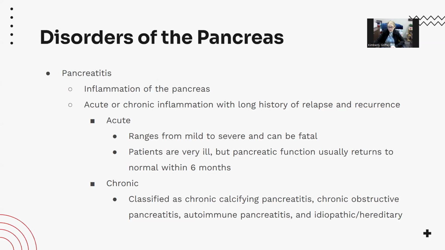It's most commonly caused by damage to the biliary tract. Men often develop it due to alcohol consumption. So acute ranges from mild to severe and can be fatal. Patients are very ill, but pancreatic function usually returns to normal within 6 months. Chronic is classified as calcifying pancreatitis, chronic obstructive pancreatitis, autoimmune pancreatitis, and idiopathic hereditary pancreatitis.